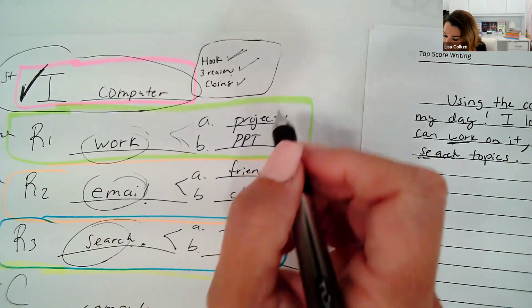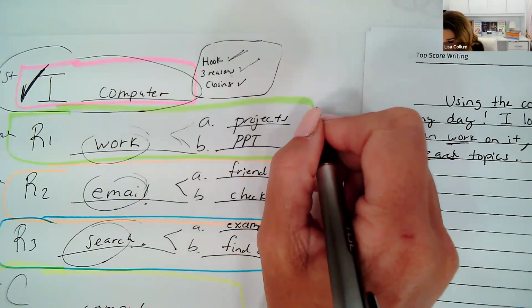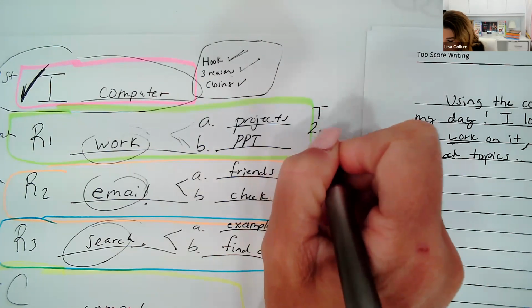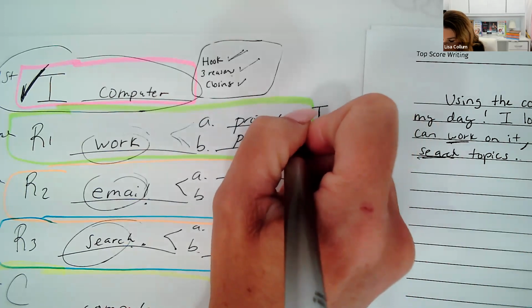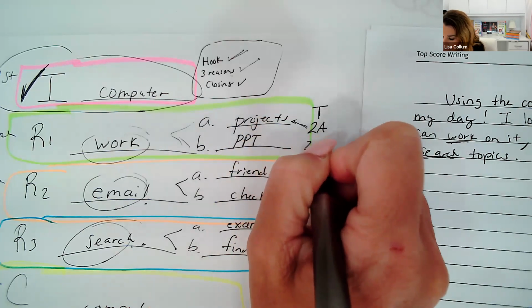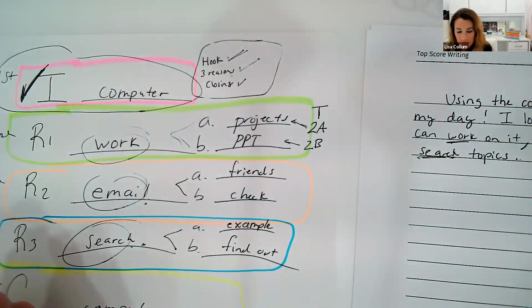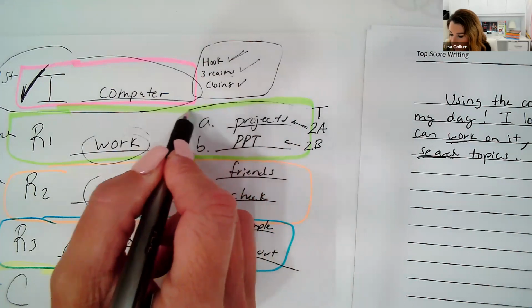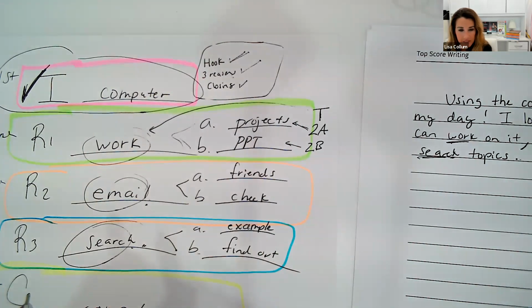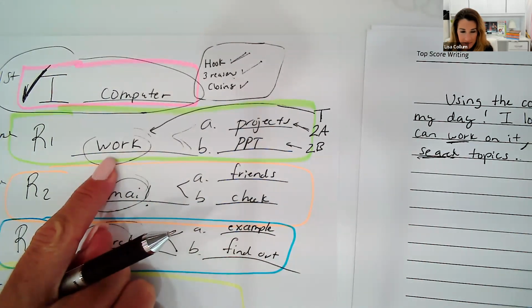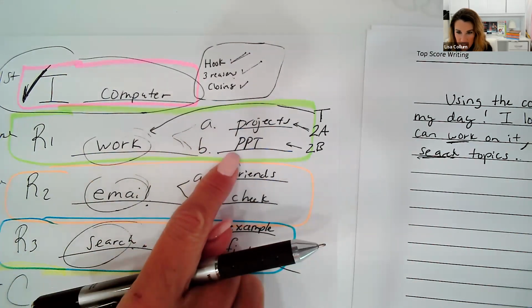Now, I'm going to put little notes here because we know we have to have our topic sentence, which is our T sentence. Then we have to write 2 sentences about our A, which is projects, and then 2 sentences about our B, which is PowerPoint. Okay, we know our T is this main reason here. That's our main topic. So this is our first sentence. Then we write 2 sentences about this and 2 sentences about that.